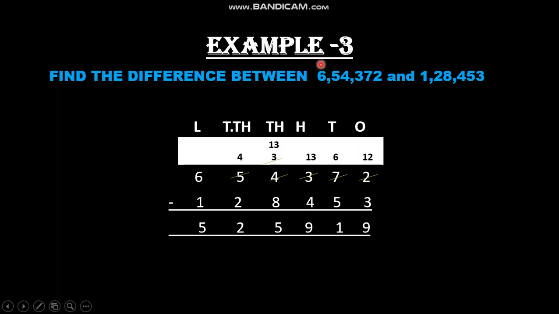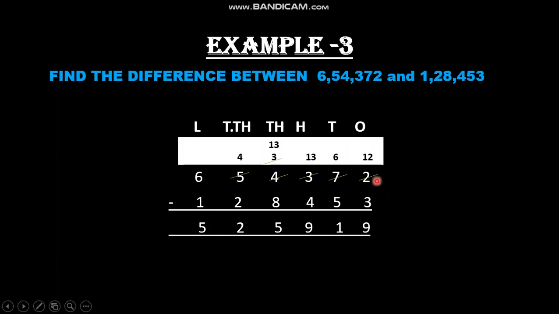Children, let's take one more example, and the question is find the difference between 6,54,372 and 1,28,453. Now what is difference? Difference is the answer that we get after subtracting the two numbers. Now first of all we are going to arrange these two numbers in the columns, and the bigger number here is 6,54,372 and the smaller number is 1,28,453. Now let's start the subtraction.